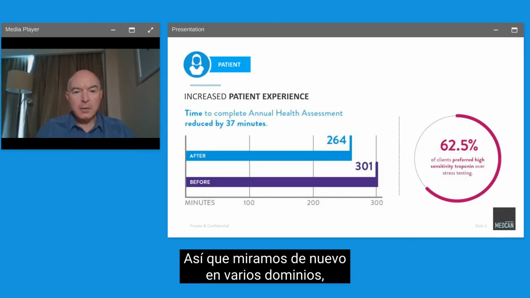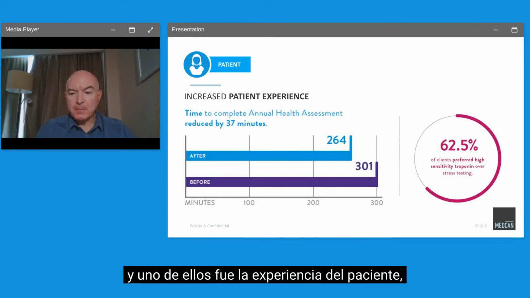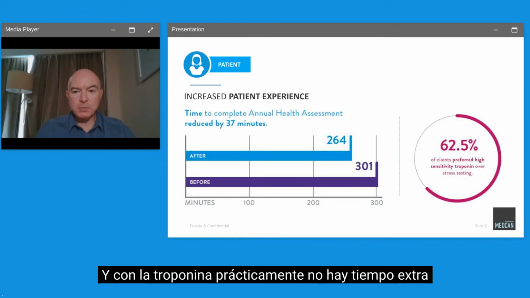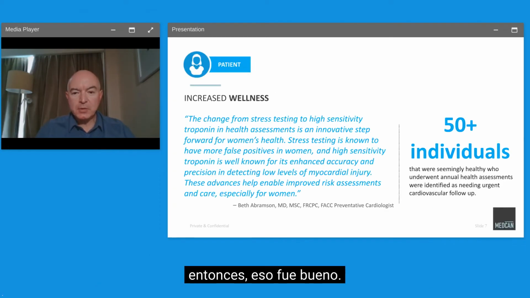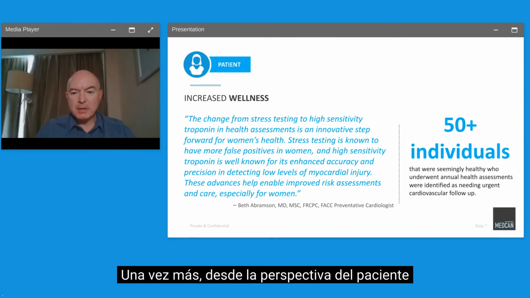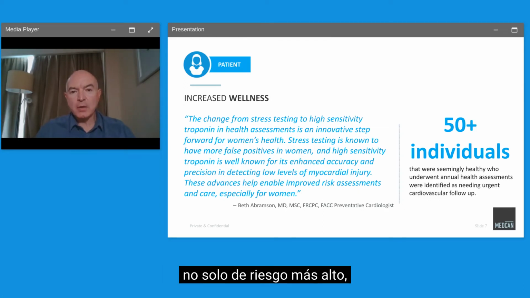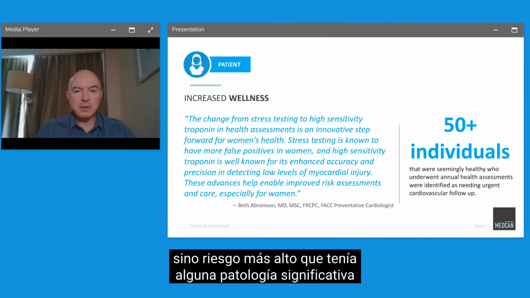So we looked at it again in a number of domains, and one of those was patient experience. And we found that almost 2/3 of patients preferred the high sensitivity troponin rather than going through a stress test. And there was time as well. So for everybody, time is important. And so we ended up saving quite a bit of time, 37 minutes that it took to do the exercise stress test. And the troponin was virtually no extra time because it was just added to our existing blood panel. So that was good from the patient's perspective. At the time of our study, which was not even a full year, we had 50 individuals who had fallen into this extremely high category of not just higher risk, but higher risk that had some significant pathology associated with them.